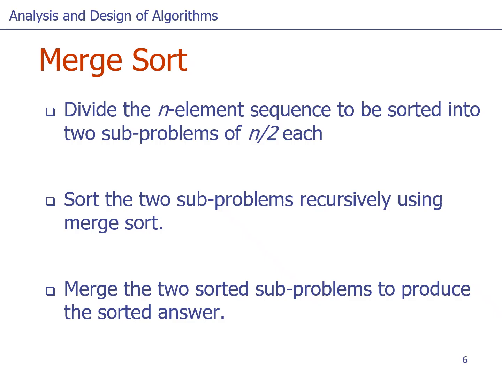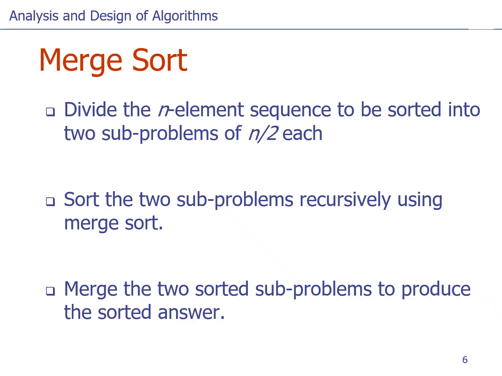Recall how merge sort works: we divide the n element sequence to be sorted into two subproblems, each of size n by 2. How do we do the division? We just pick the value in the middle. We split the big array, say of 100 cells, into two smaller arrays, each of 50. That's the divide part in divide and conquer. We sort the two subproblems, the n by 2 array and the n by 2 array, using merge sort. And then finally we merge our two sorted subarrays into one bigger array.